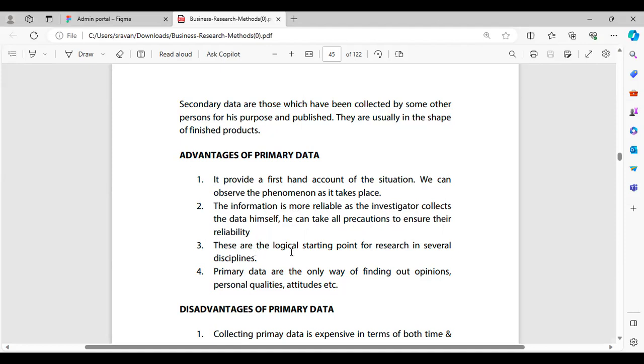These are the logical starting point for research in several disciplines. The primary data are the only way of finding out opinions, personal qualities, attitudes, etc.